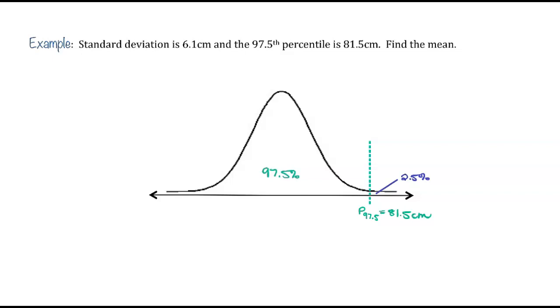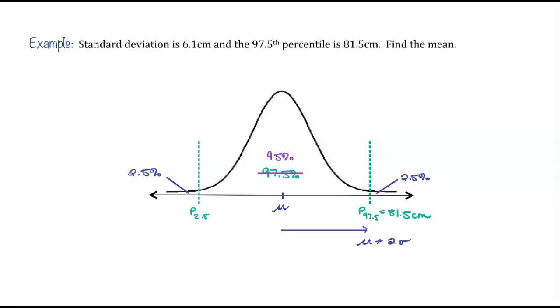If we were to mirror image this data value to the other side of the curve, we would have another 2.5% of the data in this other tail. In other words, this is P 2.5. With cutting off that left tail, we now have 5% of the data in the tails and only 95% of the data left in the middle. With 95% of the data between these 2 points, let's use the 95 part of the 68-95-99.7 rule. We know that 95% of the data is within 2 standard deviations of the mean. So 81.5 centimeters must be 2 standard deviations above the mean.